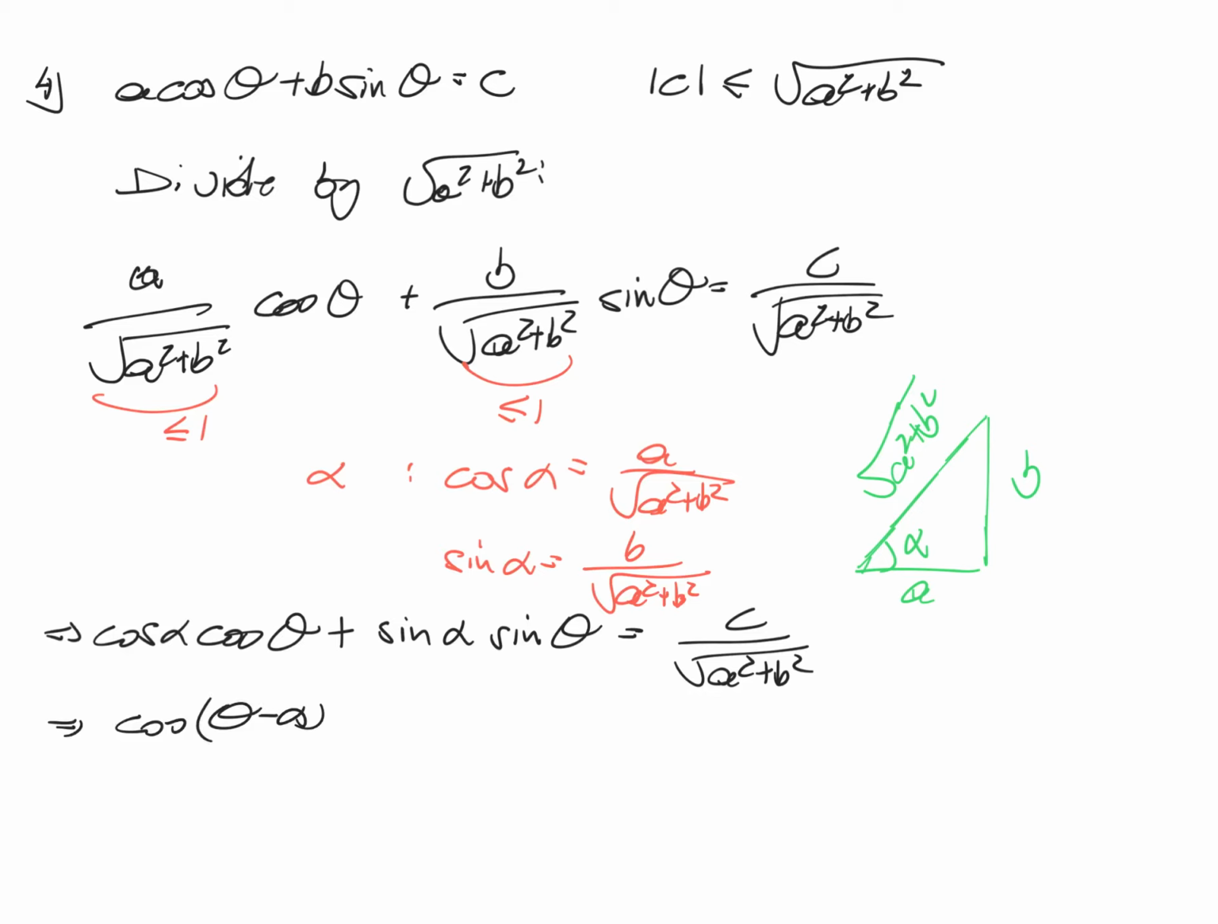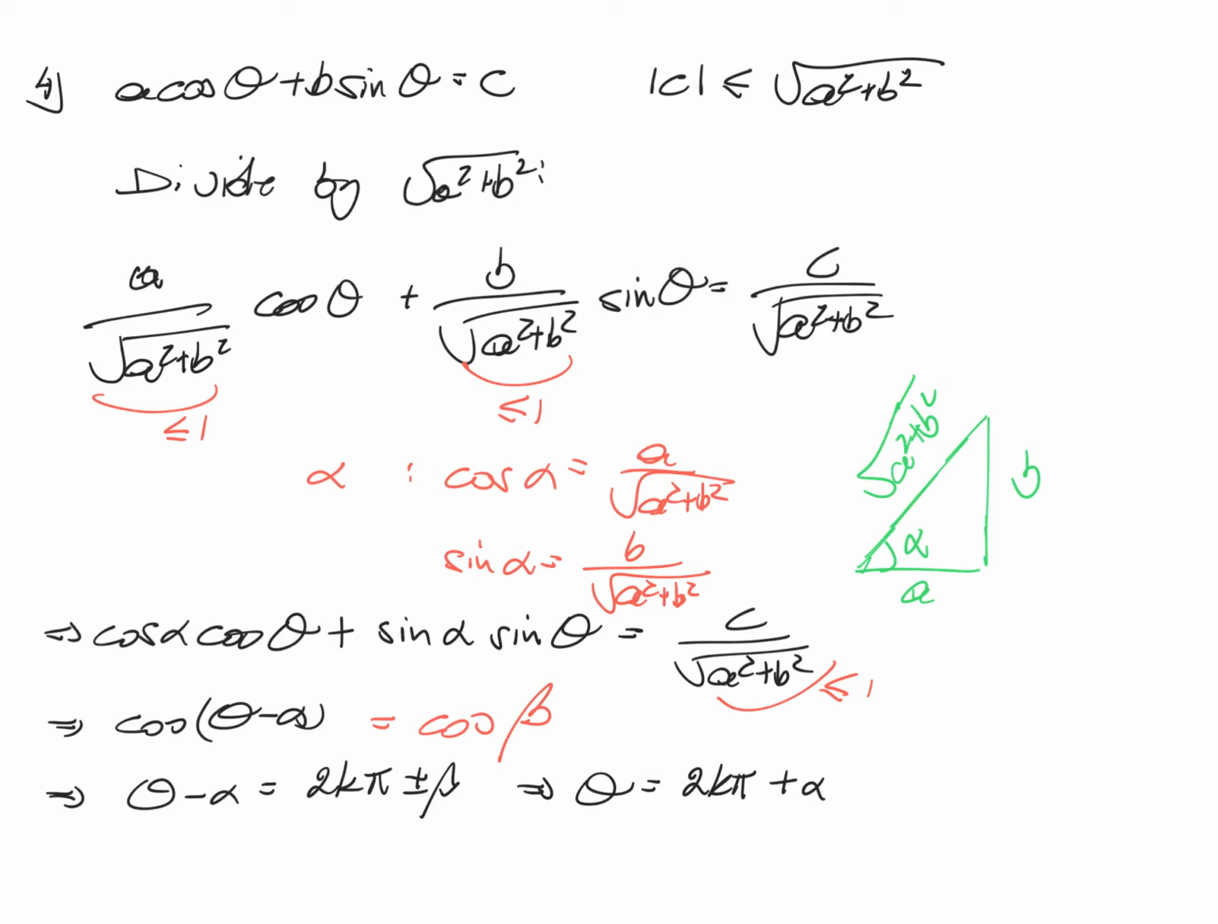Because of the restriction we set at the beginning, this is an absolute value smaller or equal than 1. And so there exists some angle beta such that c divided by the square root is equal to the cosine of beta. We are now in the second case. So cosine theta minus alpha is cosine beta, which means that the general solution for this equation is theta minus alpha is 2k pi plus or minus beta, or theta is 2k pi plus alpha plus or minus beta.